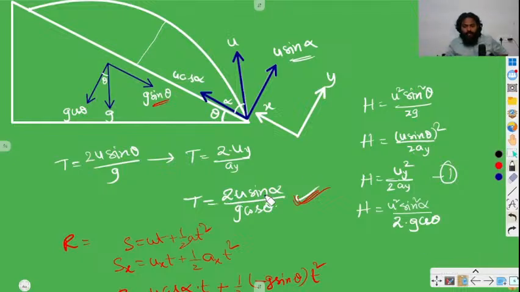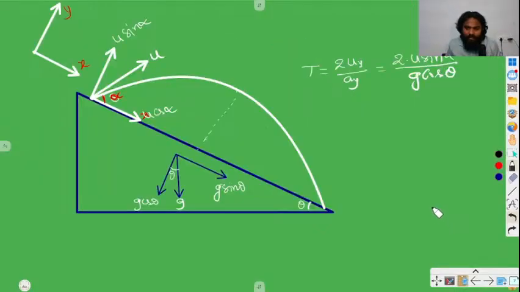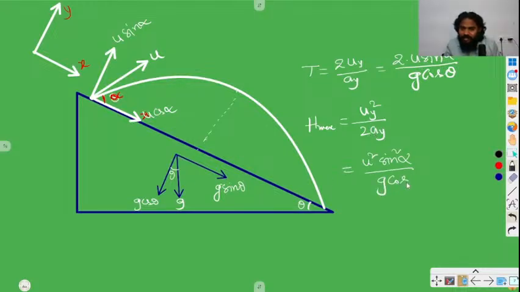See, 2u sin alpha by g cos theta. This formula you should remember. And h max is, just as we discussed before, h is equal to uy square by 2ay. This is the formula for h max, that is equal to uy square, u square sin square alpha, by ay, which is g cos theta. This is the h max formula for the projectile.